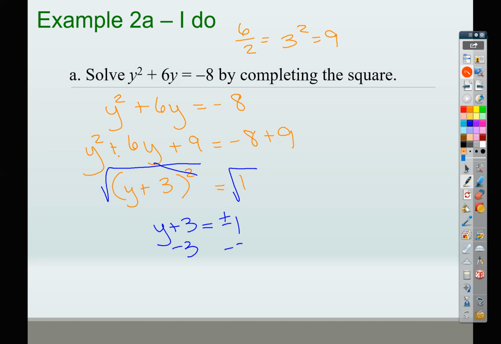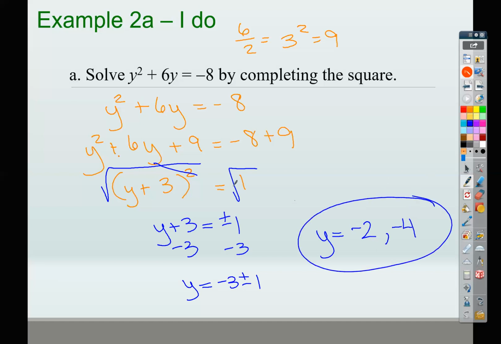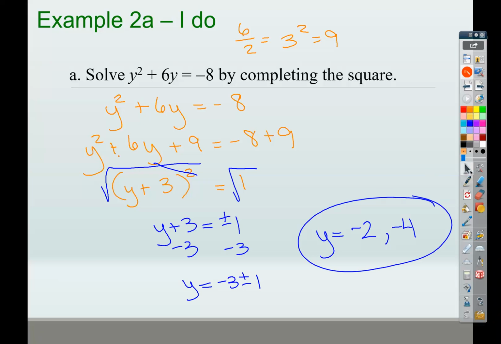Then I'm going to subtract the 3 from both sides. So I have y equals negative 3 plus 1 and negative 3 minus 1. So negative 3 plus 1 is negative 2, and negative 3 minus 1 is negative 4. Now you always want to go back and make sure that none of these answers will give you a negative under a radical. Other than that, it should be good.